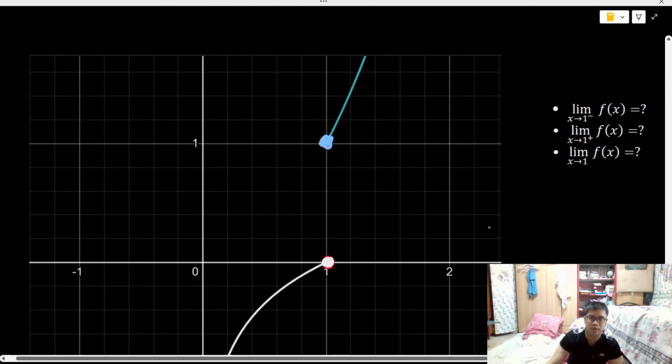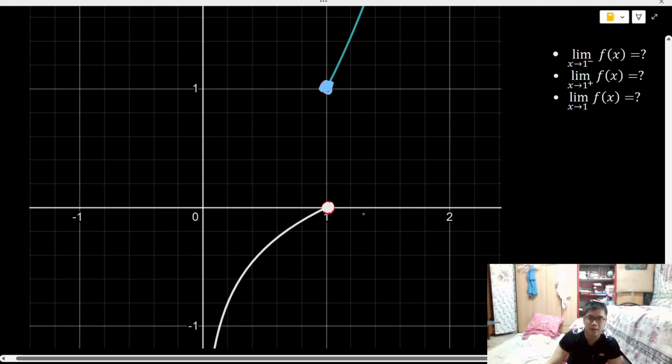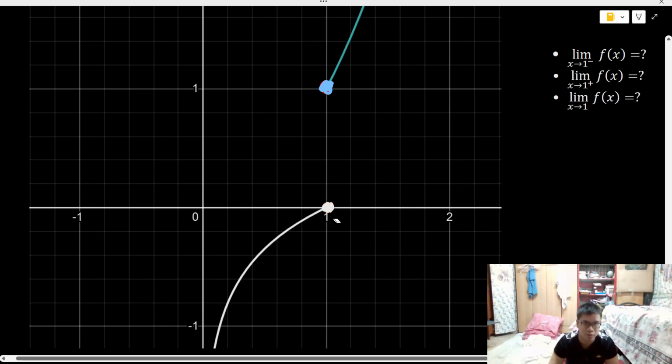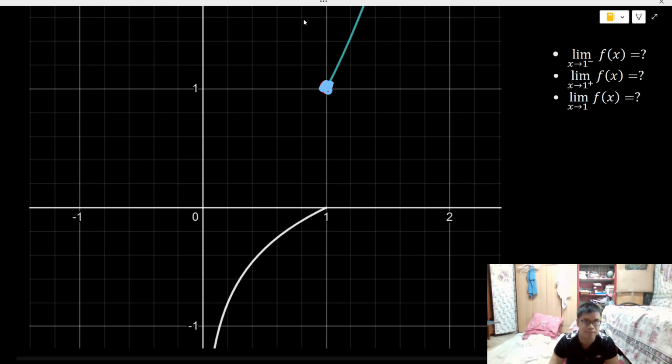Now, how about this one? By the way, if you see a white part here, it's a hole. Oh, wait. No, no, no. Wait, guys, I was wrong.